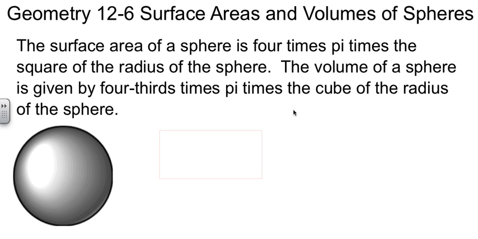This is Geometry, Chapter 12, Section 6, in which we'll be studying surface areas and volumes for spheres. And remember, a sphere is like a ball. It's a three-dimensional, circular type animal. To find the surface area of a sphere, it's 4 times pi r squared. And to find the volume of the sphere, it's 4/3 times pi r cubed.